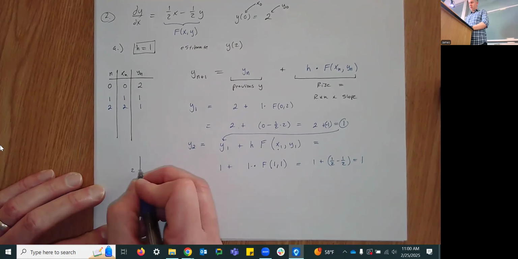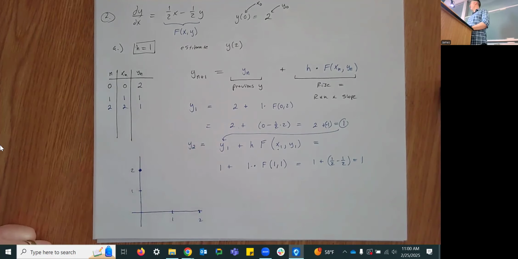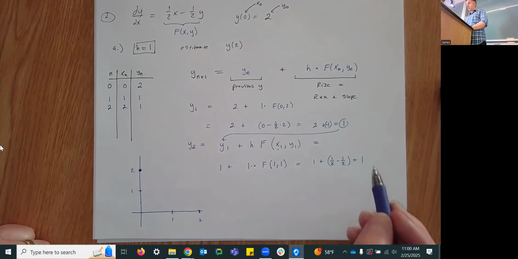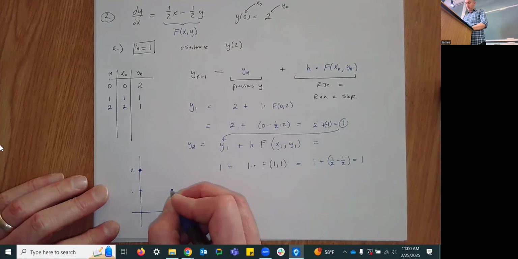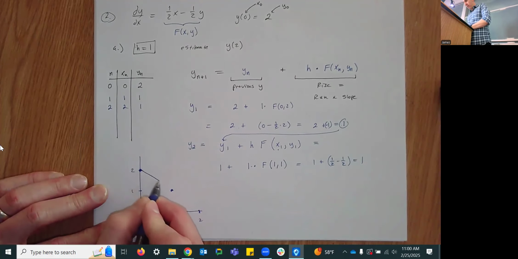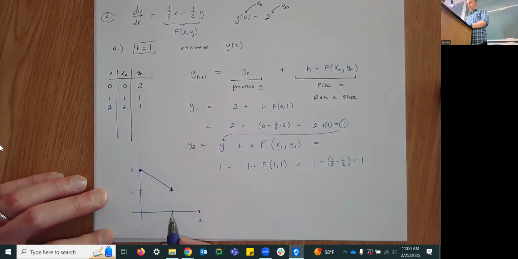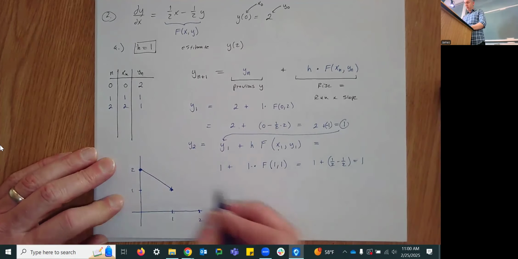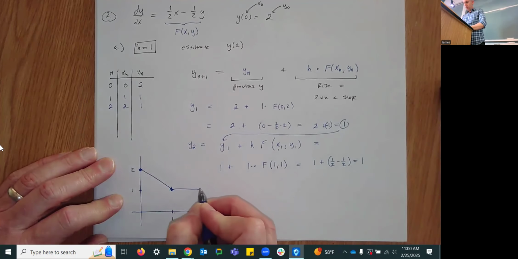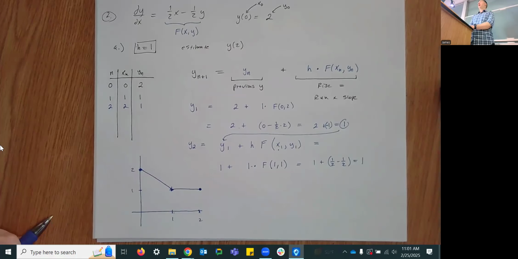We started at 0 comma 2. And then the next y value we ended up at was 1. So we went over 1 and down 1 to get 1 comma 1. That was our first path. And then from there, we went over 1 and we didn't actually change our y value at all. So we went this way. So that's the path that our direction field pointed us in, even though we don't see the direction field here because I don't have it.